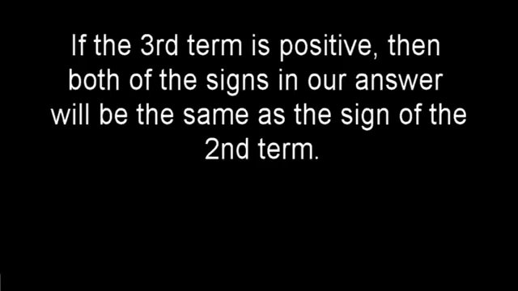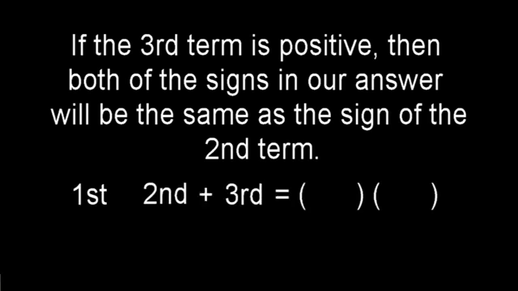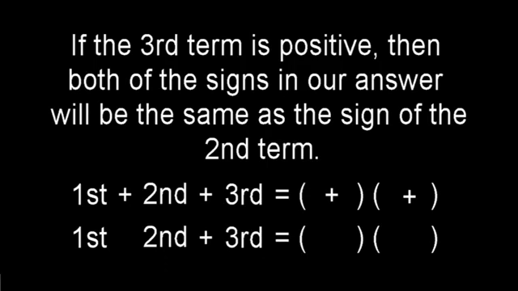This is the most important thing we need to learn from this video. If the third term is positive, then both of the signs in our answer will be the same as the sign of the second term. So that means if the third term is positive and the second term is also positive, both of our binomials get a positive. But if the third term is positive and the second term is negative, then both of our binomials get a negative.